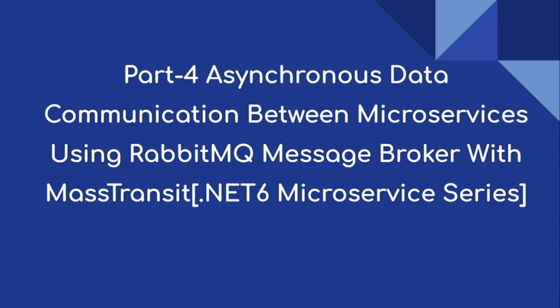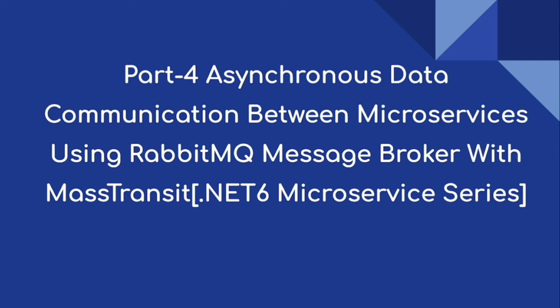Hi everyone, welcome to the .NET 6 Microservice series. This is the fourth video. In this video, we are going to deal with asynchronous data communication between microservices using the RabbitMQ message broker with MassTransit.